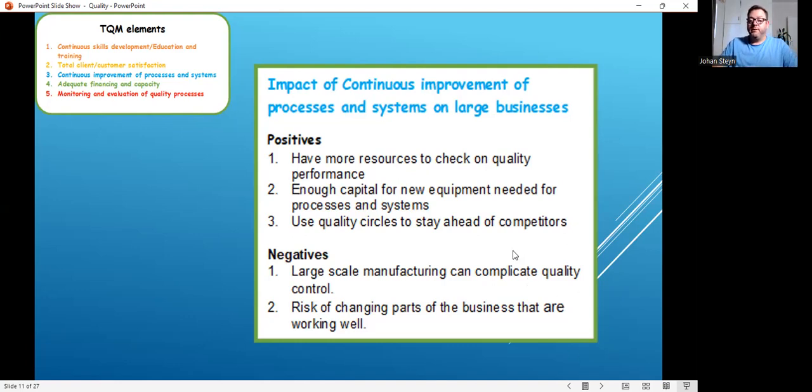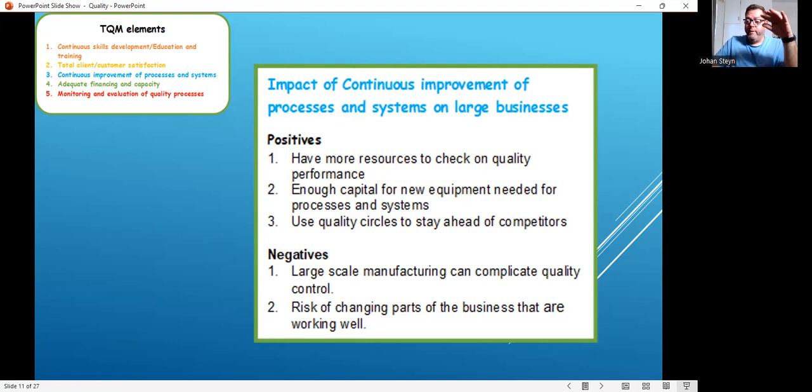So in a big business, you need to make sure that you have more resources to check on quality of performance. So that means you need to double check how you spend your capital. So in a large business, there is capital to improve processes and systems. There is enough people in the business to actually form a quality circle.